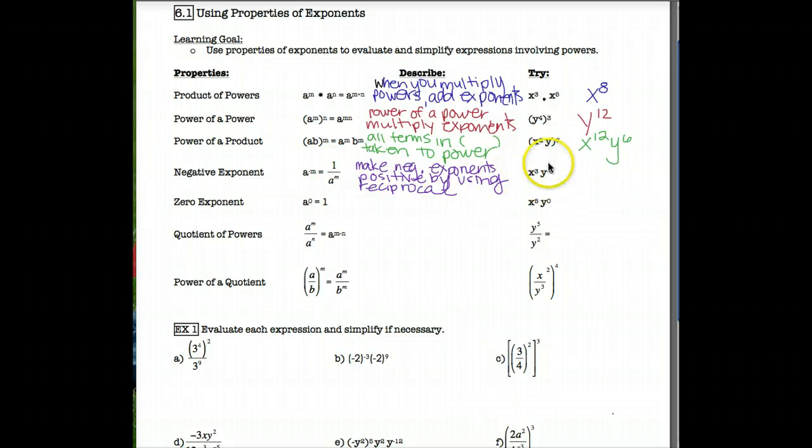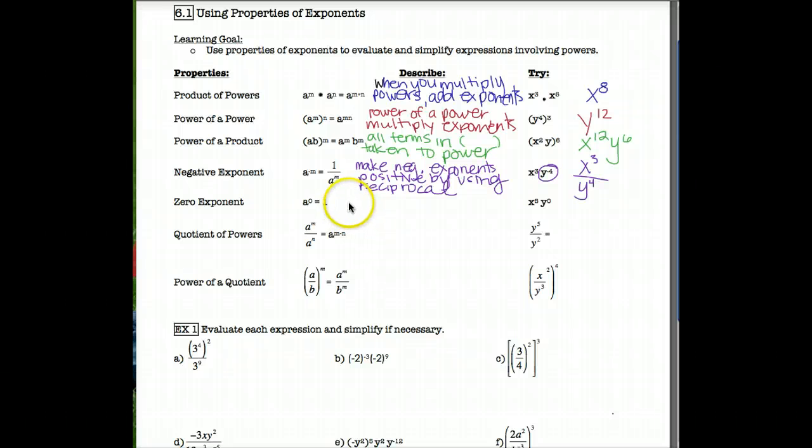So here I've got an example. Notice that this is the only part that has the negative exponent. So that x to the 3rd, we're not doing anything with it. It's staying. But that y to the negative 4th, we can make that positive when we reciprocal its term. So x cubed over y to the 4th would be the answer there.